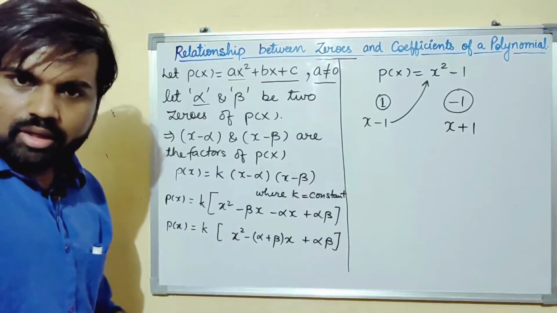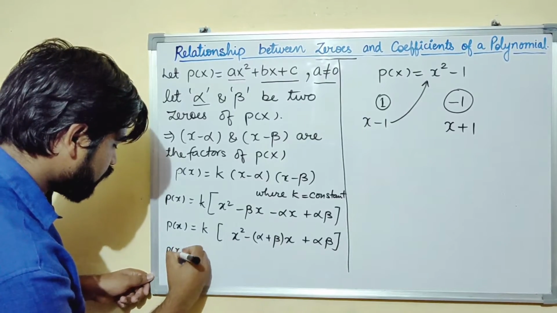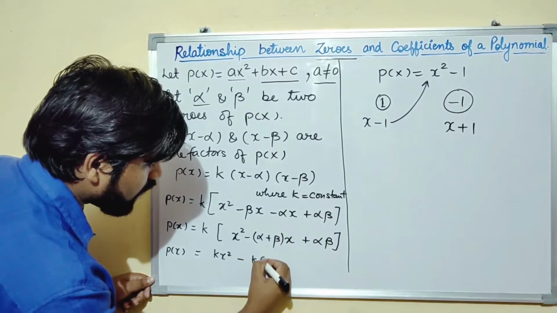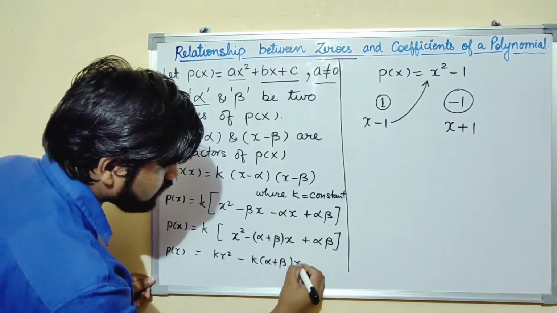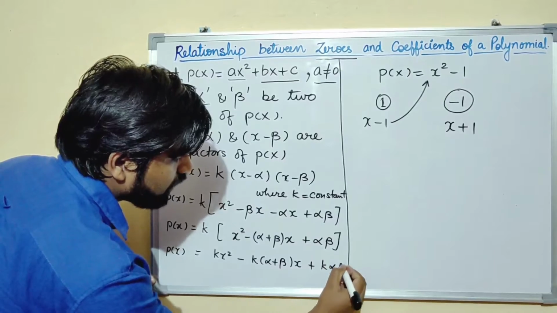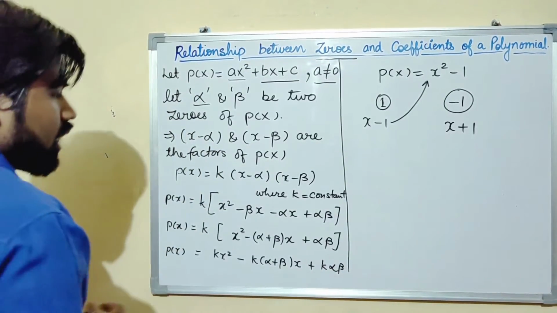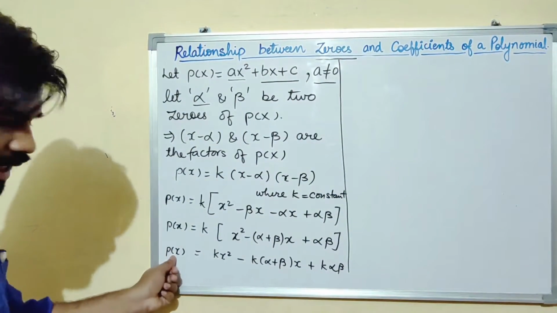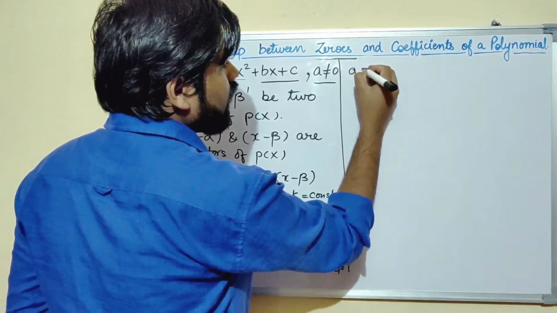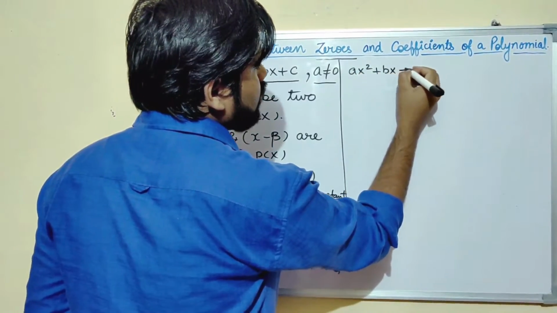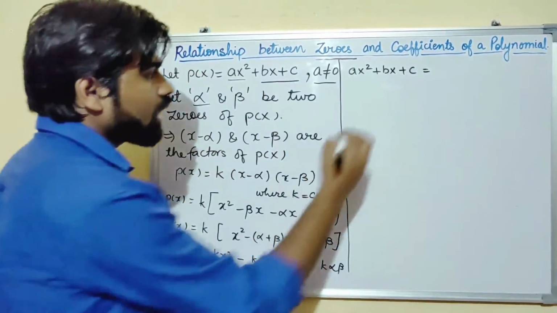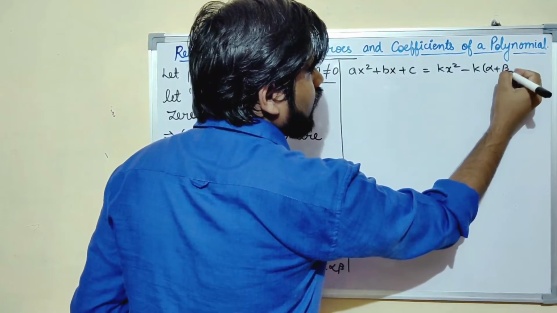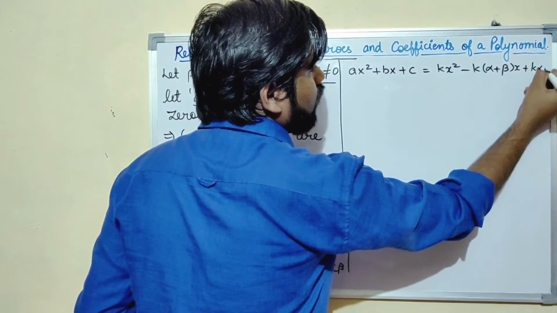Now let us multiply k. p(x) equals k times x square minus k times (alpha plus beta) x plus k times alpha beta. You can see this. Now let us try to compare the left hand side with the right hand side. For this, let us write the value of p(x) here. p(x) is ax square plus bx plus c equals, your right hand side is k x square minus k times (alpha plus beta) into x plus k alpha beta.